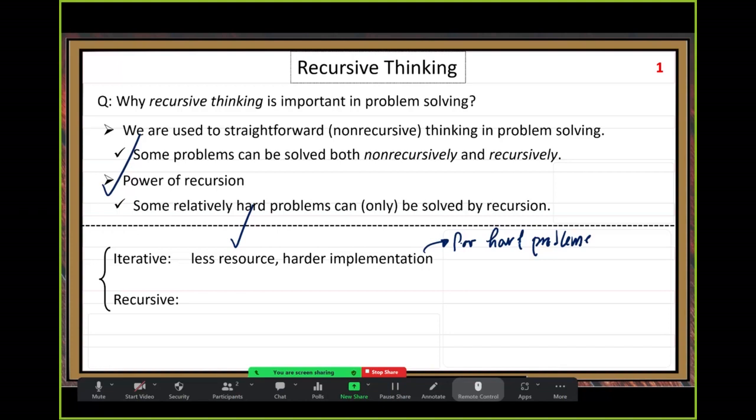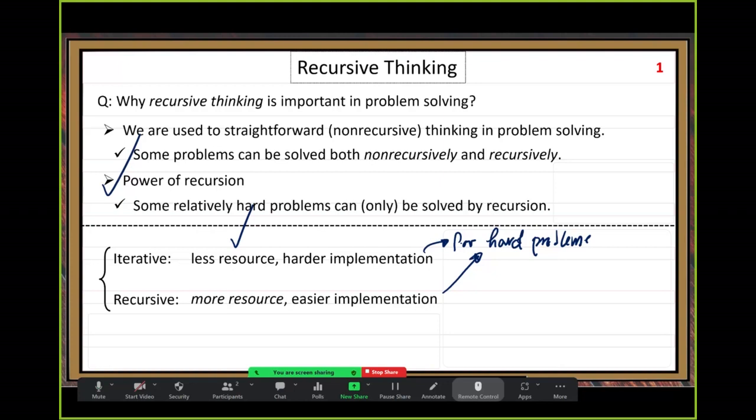Still, the lagging problem, probably a little better than Zoom. Still, recursive uses more resource. That's a disadvantage, but it has easier implementation. For a lot of harder problems, the implementation is easier. So you can see the advantage and disadvantage.